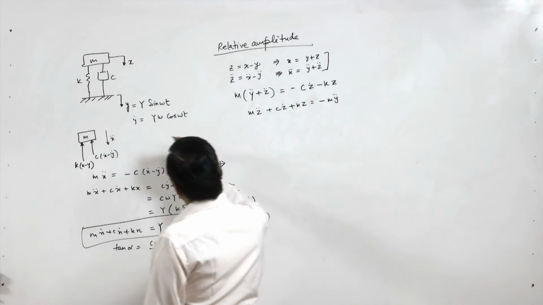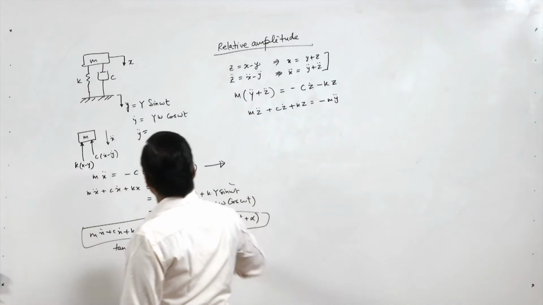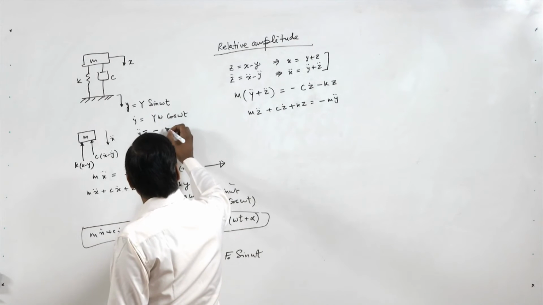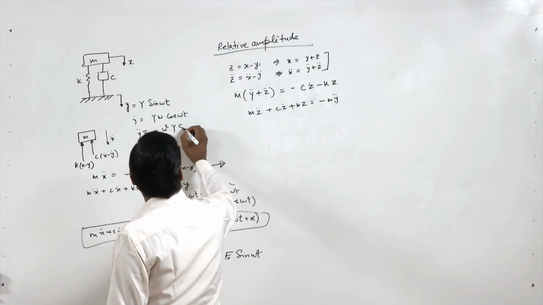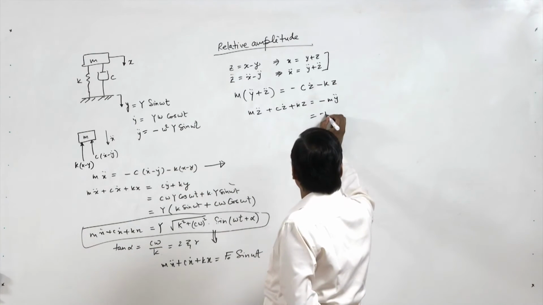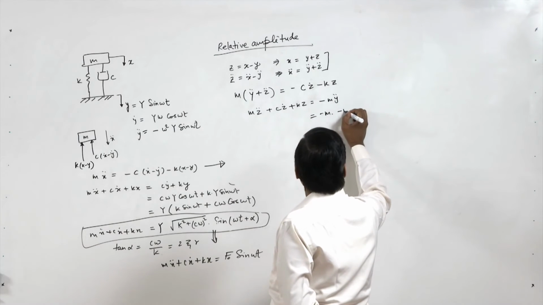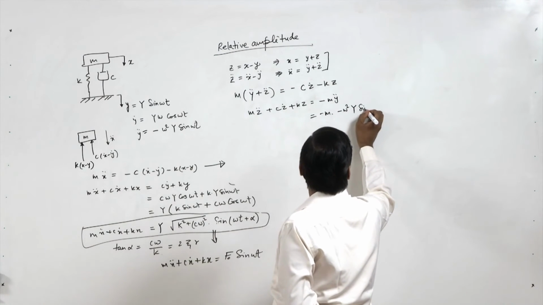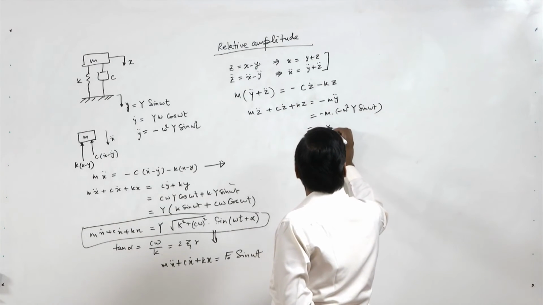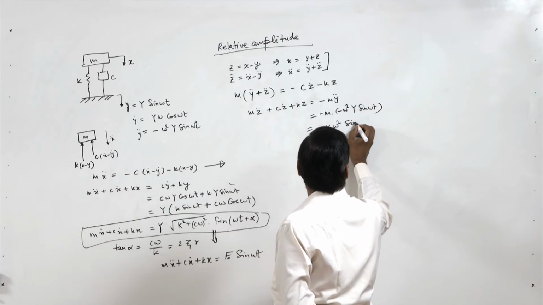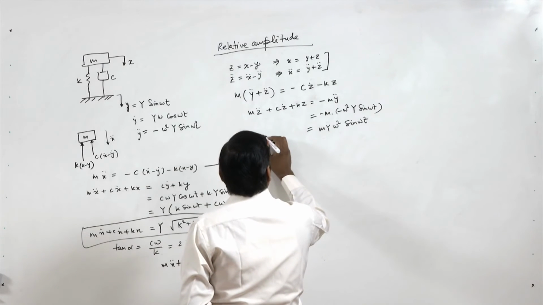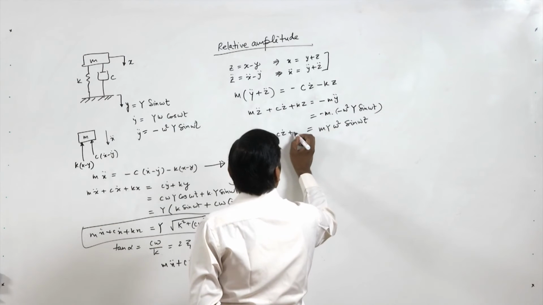Now what is y double dot? We can do one more differentiation of y dot. So we will get minus omega square y into sine omega t. So we can put here minus m into minus omega square y sine omega t. So we will get m y omega square sine omega t, and this is m z double dot plus c z dot plus k z.